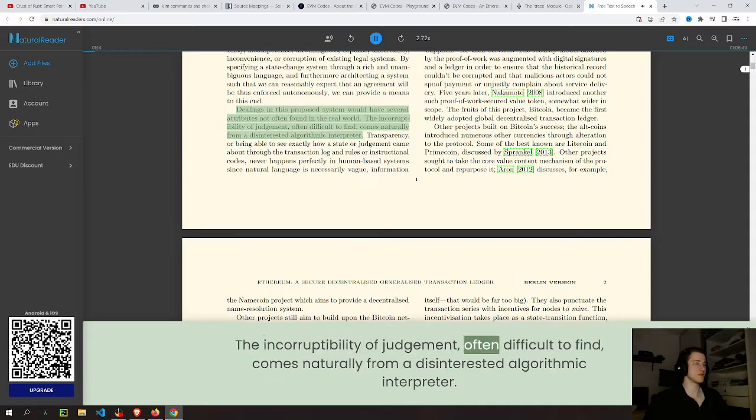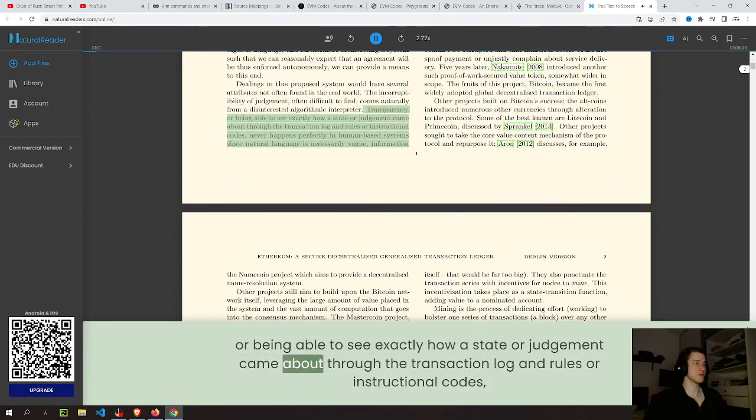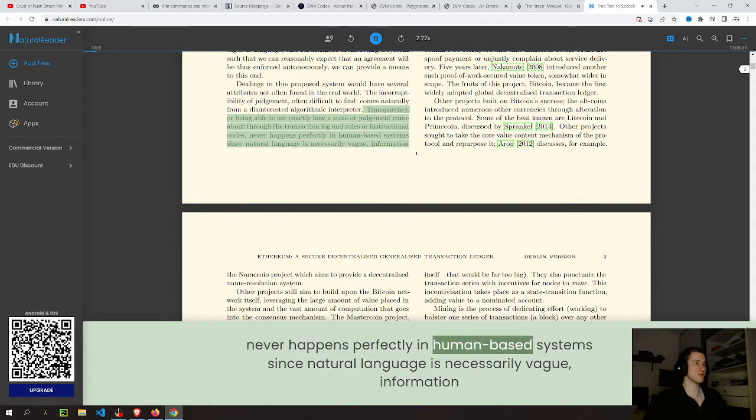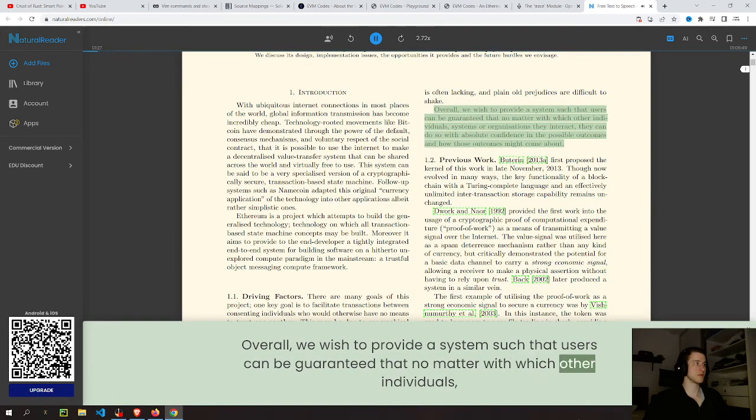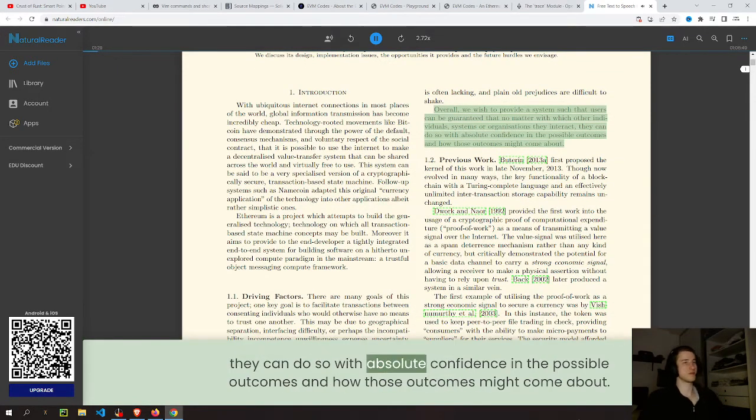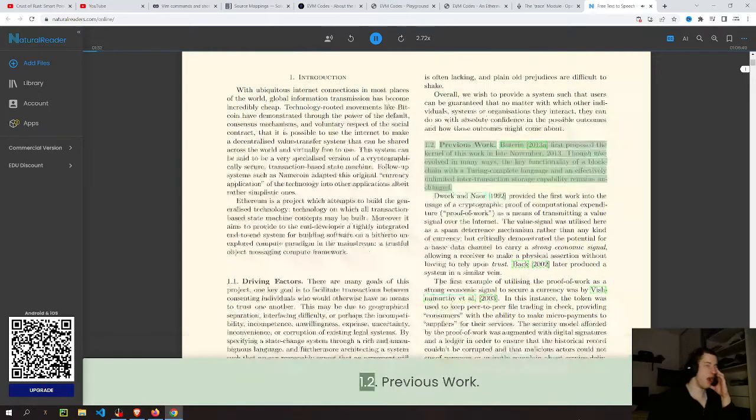Dealings in this proposed system would have several attributes not often found in the real world. The incorruptibility of judgment, often difficult to find, comes naturally from a disinterested algorithmic interpreter. Transparency, or being able to see exactly how a state or judgment came about through the transaction log and rules or instructional codes, never happens perfectly in human-based systems since natural language is necessarily vague. Information is often lacking, and plain old prejudices are difficult to shake. Overall, we wish to provide a system such that users can be guaranteed that no matter with which other individuals, systems, or organizations they interact, they can do so with absolute confidence in the possible outcomes and how those outcomes might come about.